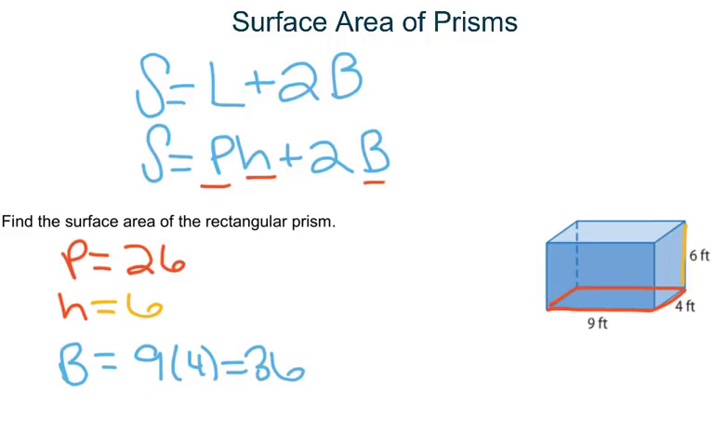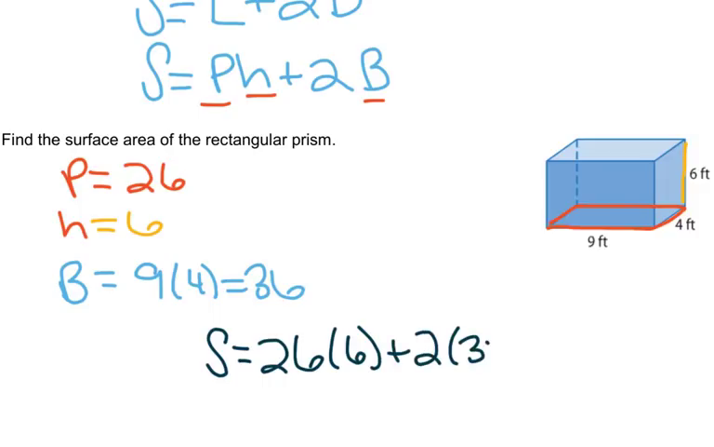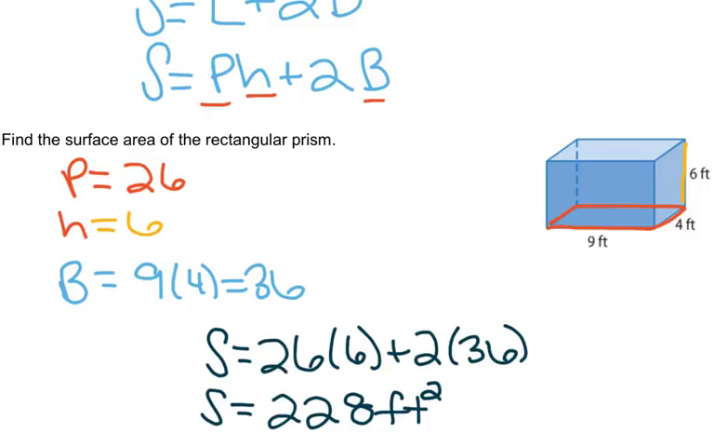And now you have everything that you need to throw into your surface area formula. Surface area is equal to perimeter times height plus twice the base area. So when you do those calculations, you end up with 228. In this case, again, we're still dealing with area, so that'd be feet squared. So that's how you find the surface area of this rectangular prism. Again, they name the prism by the shape of its base.